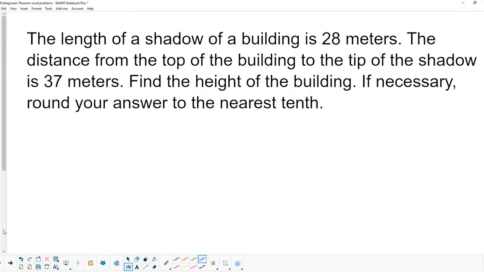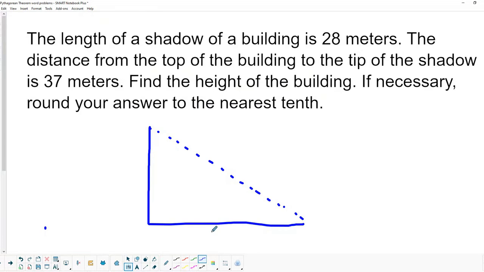The length of a shadow of a building is 28 meters. So first of all, let's draw the building. And then the length of its shadow, I'm going to do a dashed line to indicate where the shadow gets out to. So the length of that shadow is 28 meters. And it says that the distance from the top of the building to the tip of the shadow is 37 meters. So 37 meters. So the question is, how tall is the building?